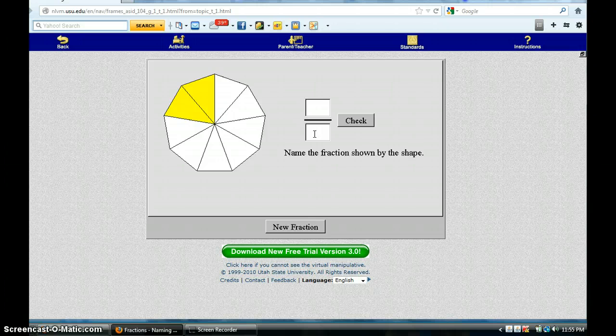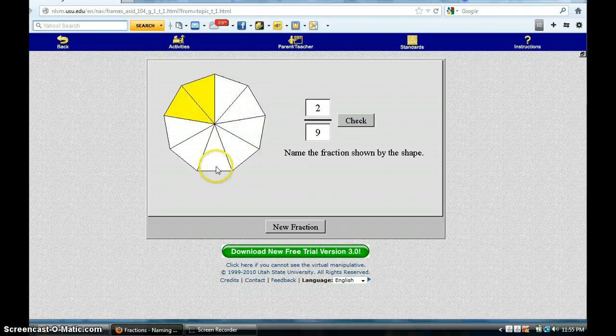Now, this particular manipulative has 9 different parts. However, only 2 of them are actually highlighted or yellow. And students can realize that, and if they need to check them, they can even go one by one and just count them out. 1, 2, 3, 4, 5, 6, 7, 8, 9.